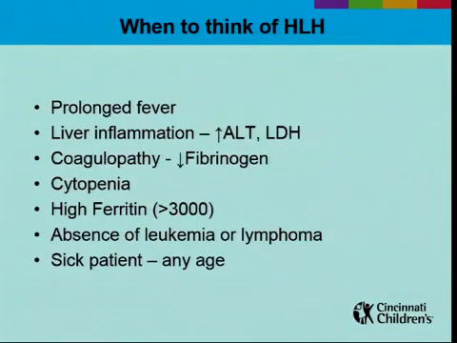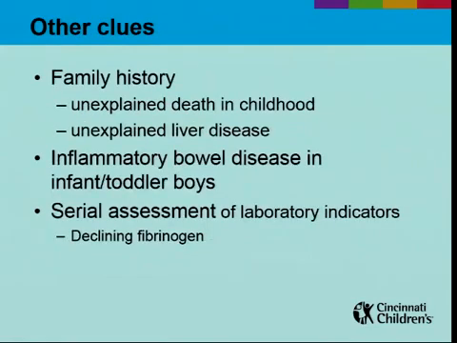Well, so when should you think of HLH? You want to think of HLH from a prolonged inflammatory state, prolonged fever, liver inflammation, elevated AST, ALT, elevated LDH, unexplained coagulopathy, especially hypofibrinogenemia, unexplained cytopenias, high ferritin, the absence of leukemia or lymphoma, and a sick patient of any age who you can't explain why they're sick. You may want to think, could this patient have HLH? Other clues: family history, unexplained death in childhood.